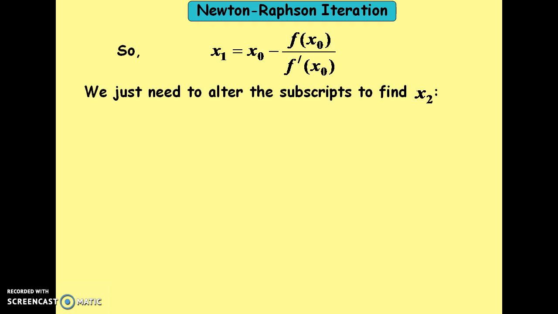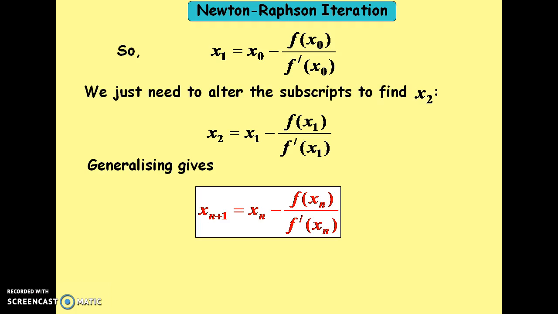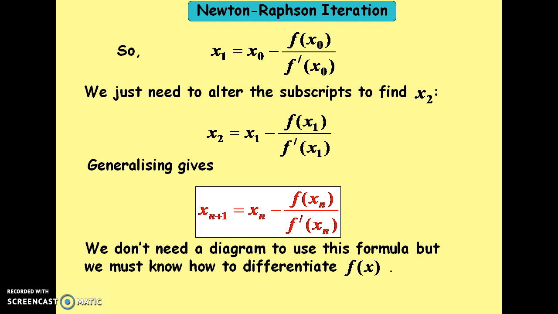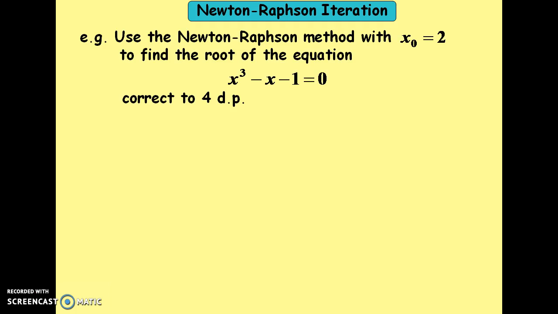We just need to alter the subscripts to find x2, and iteratively we find x2, x3, up to xn and xn plus 1. Generalizing the equation, xn plus 1 equals xn minus f(xn) divided by f dash xn. The Newton-Raphson method converges very fast.